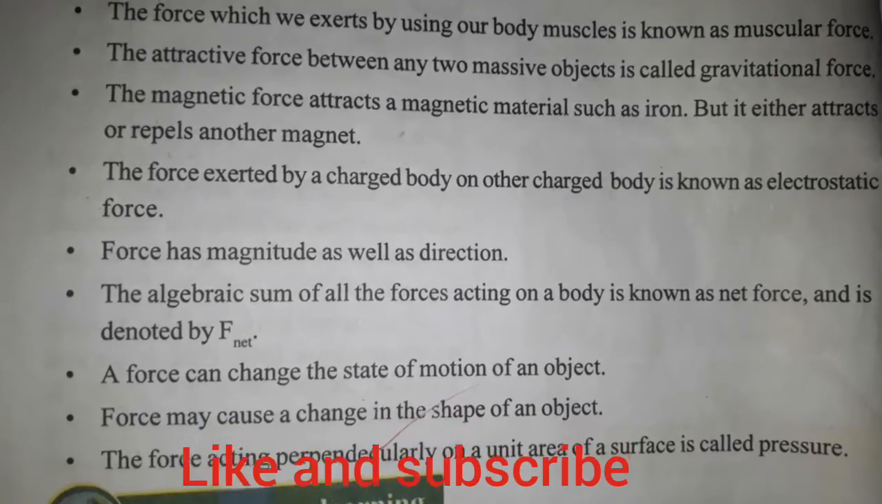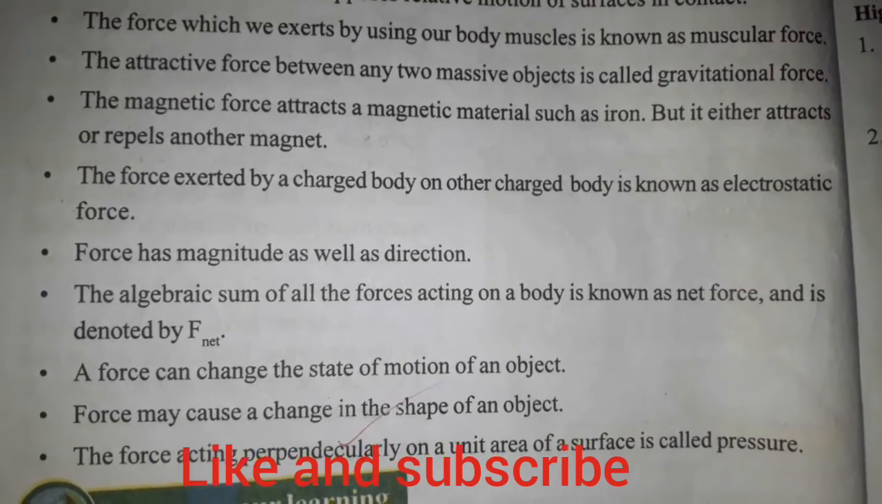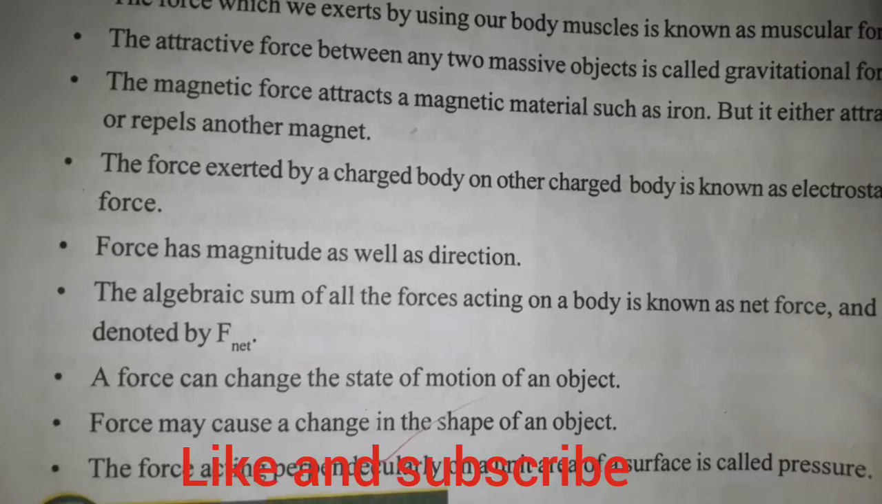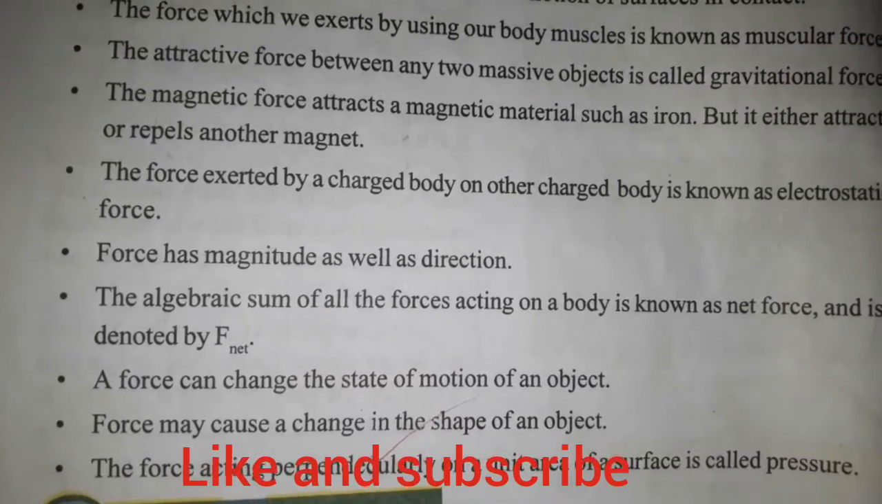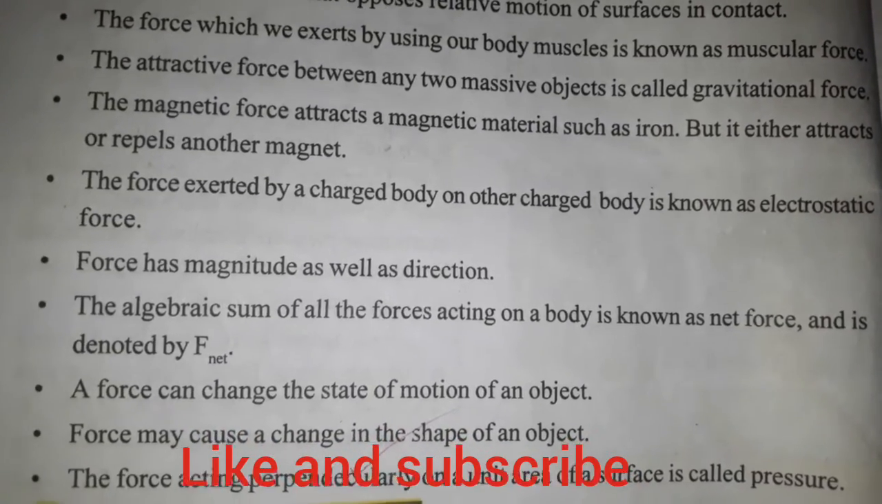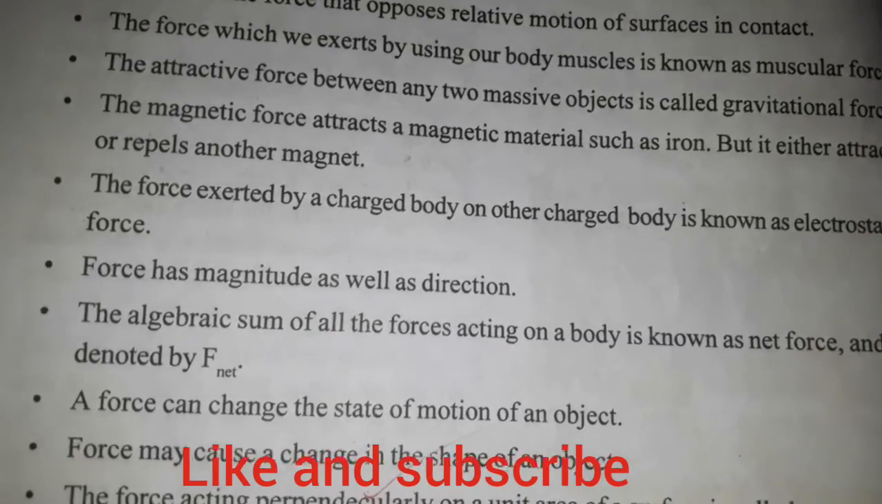The force has a magnitude as well as direction. The algebraic sum of all the forces acting on a body is called net force, and it is denoted by F net. A force can change the state of motion of an object. A force may cause a change in the shape of an object. A force acting perpendicularly on a unit area of a surface is called pressure. So with this we complete the first lesson, force.